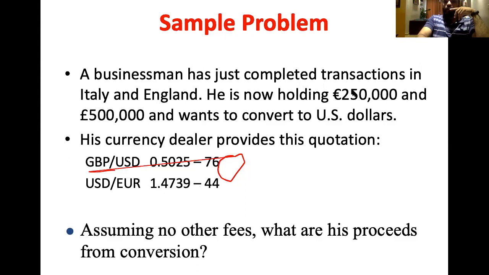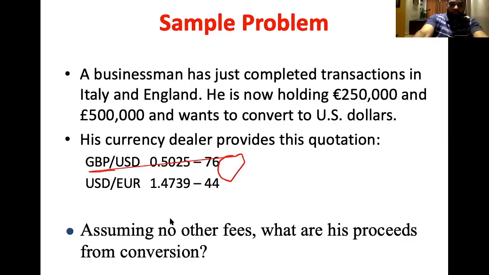So we have 250,000 euro and we are buying USD. So 250,000 multiplied by 1.4739. That's why we got 368475. Okay, so that's for here.